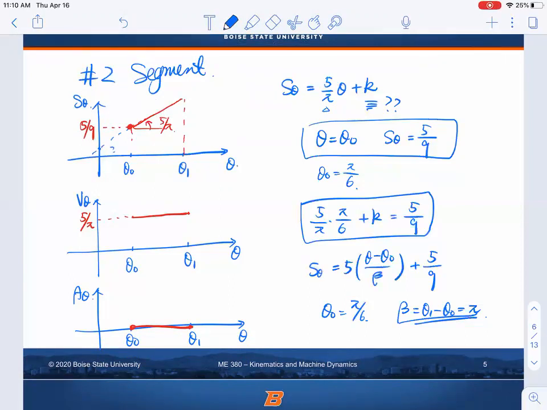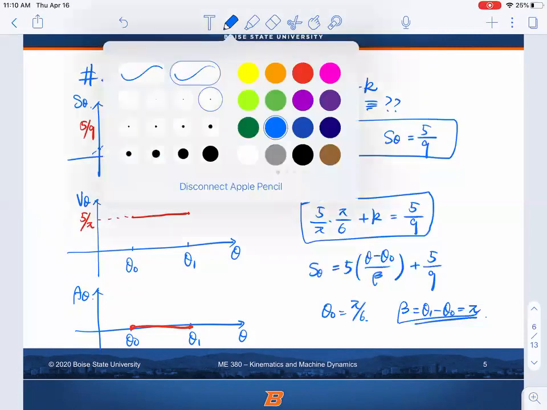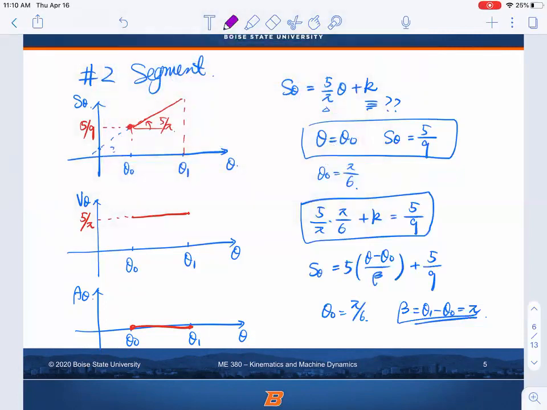Once you find your S theta equation, the next step is to finish that segment. You need to find all the boundary conditions, all the 6 boundary conditions we're talking about. Here we already know 5 boundary conditions. Then you need to find this point, which is S theta when theta equals theta 1. Then you can plug this back in, and let me give you the information: that's 50/9. Once you find all the boundary conditions, you can move on to the next step.